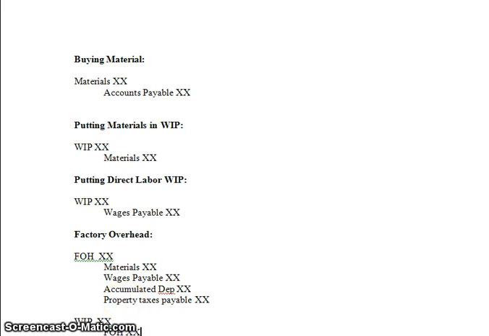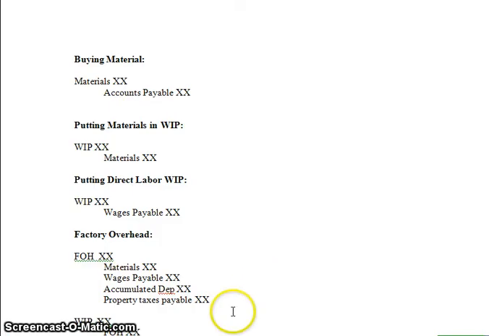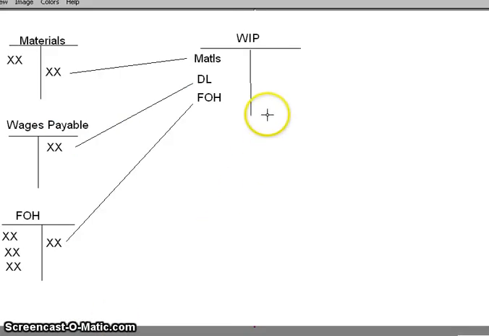Our next step is maybe we finish the guitar. Now that we've finished the guitar, what we want to do is take it out of WIP because it's no longer an item that's in process. We want to take those costs out of WIP and put them into our finished goods inventory, because we've got those 3 classes of inventory with these systems: raw materials, work in process, and finished goods.